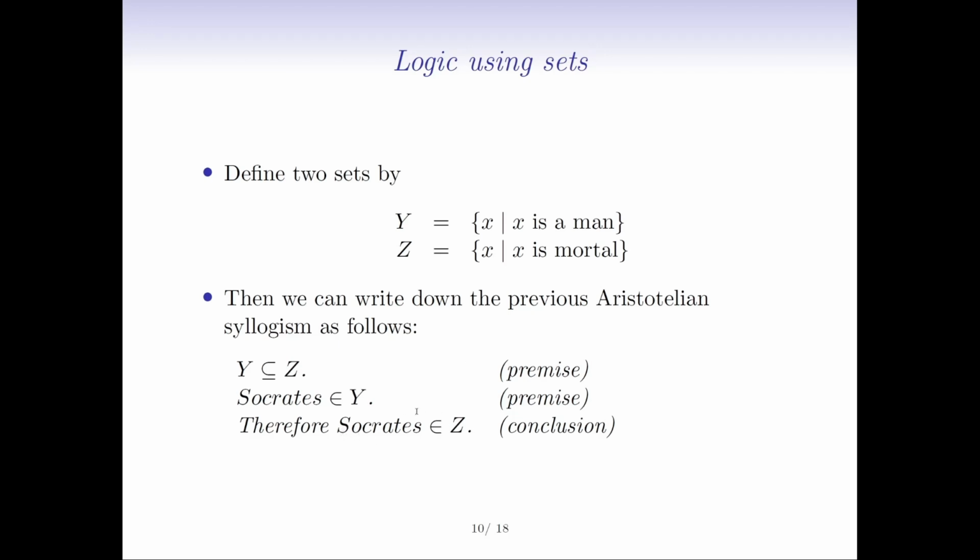By the same reasoning, to say that Socrates is mortal is exactly the same as saying that Socrates is a member of the set Z. So there's a very close connection between predicate logic and sets. And in fact, when we come to examine the semantics of predicate logic later in the course, then we're going to critically rely on set theory in order to understand the meaning of formulas.